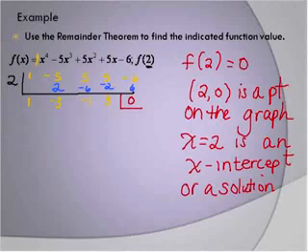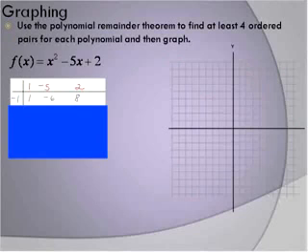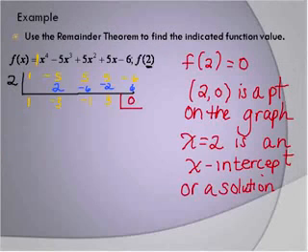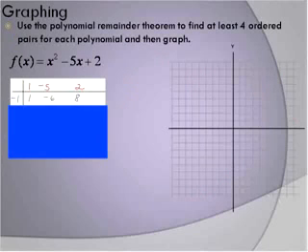All right, we're going to move on here. All right, moving on, we have used the polynomial remainder theorem to find at least 4 ordered pairs for each polynomial and then graph. Now, I have to be honest with you.